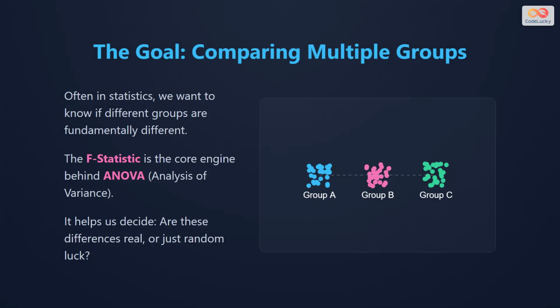Let's start with the big picture. Imagine you have three different groups of data, like Group A, Group B, and Group C. Maybe these are three different diets or three different teaching methods. We want to know, is there a real difference between them? The F-statistic helps us answer this question by analyzing the variance or the spread of the data. It helps us decide if the differences we see are meaningful or just random luck.